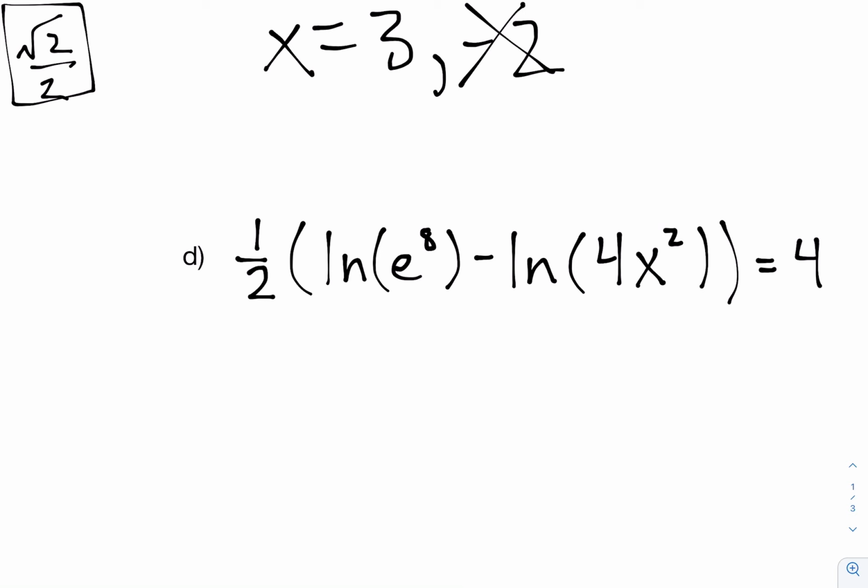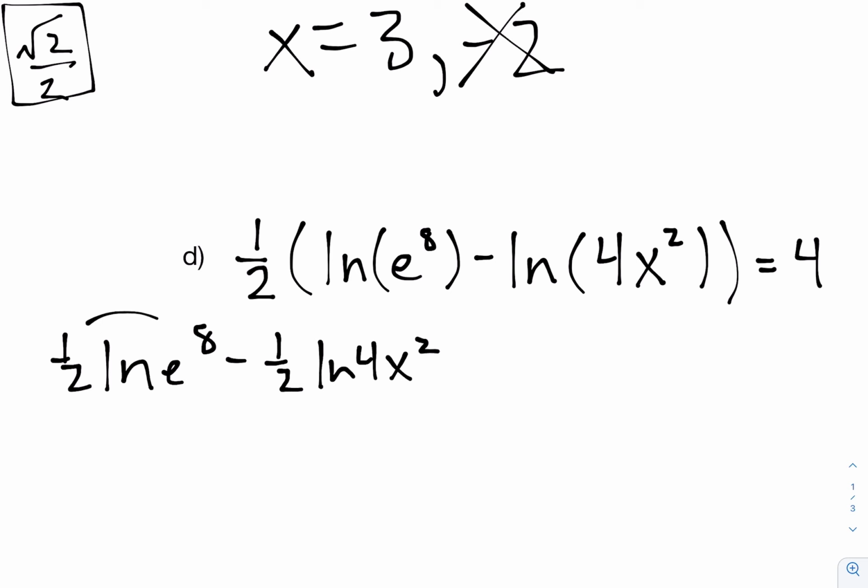So this is the same as 1/2 ln e to the 8 minus 1/2 ln 4x squared, right? If we use our exponent laws, we say, okay, we're taking that to the power of a half. So 1/2 ln of e to the 8 is the same as ln of e to the 8 raised to the power of 1/2. So these exponents are multiplying. This is just going to be the ln of e to the 4th.